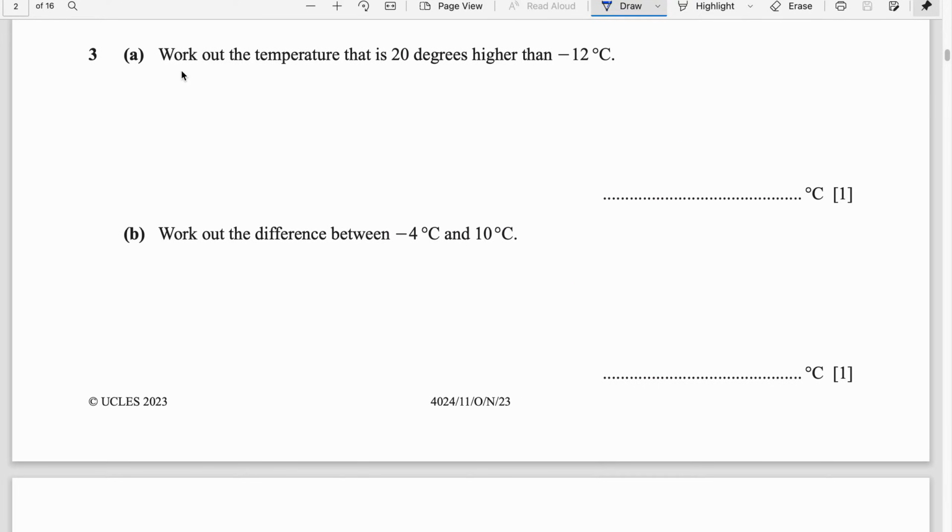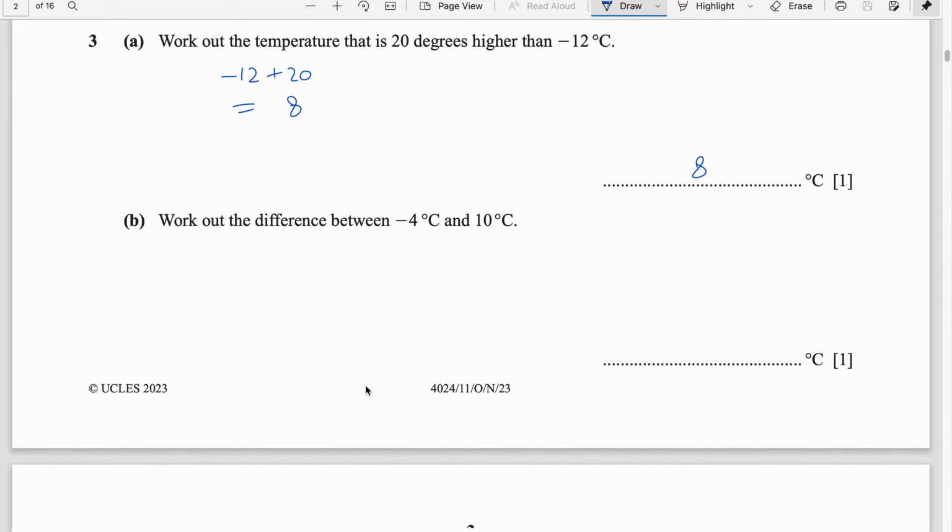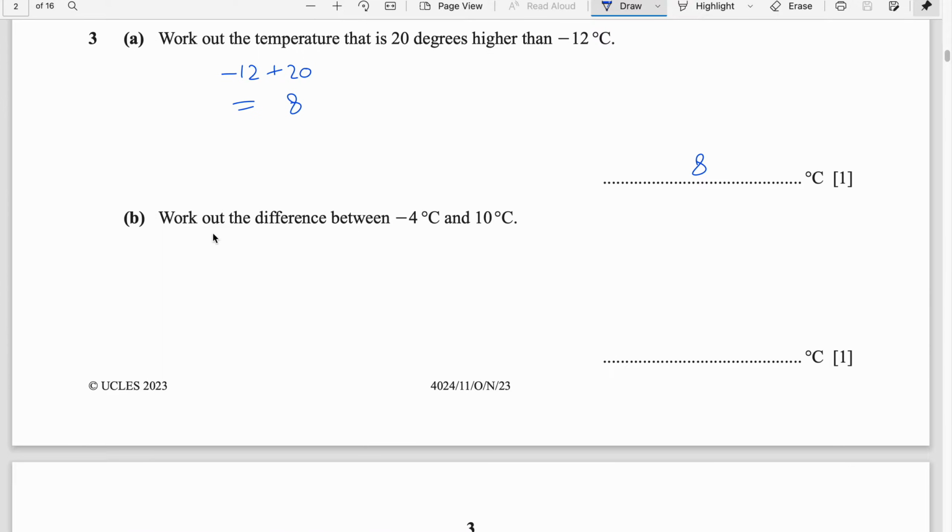Question number 3. Work out the temperature that is 20 degrees higher than minus 12. So minus 12 plus 20 is 8 degrees, which is 20 degrees higher than minus 12. Work out the difference between this. So greater number minus the smaller number is 10 plus 4, that is 14 degrees Celsius.